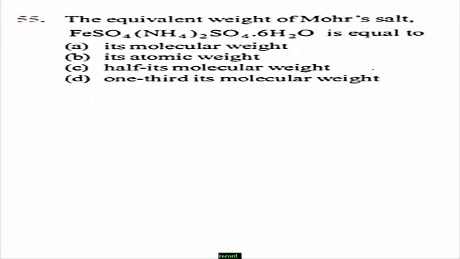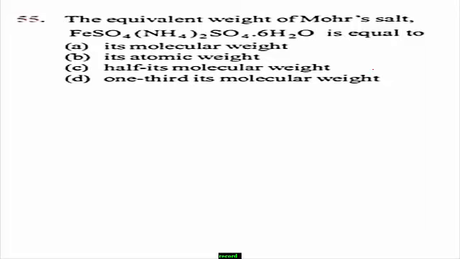Next question number 55. The equivalent weight of Mohr's salt. Mohr's salt formula is FeSO4, (NH4)2SO4, 6H2O. Usually it is a double salt, ferrous sulfate as well as ammonium sulfate. It is equal to option A its molecular weight, option B its atomic weight, option C half of its molecular weight, and option D 1/3 of its molecular weight.